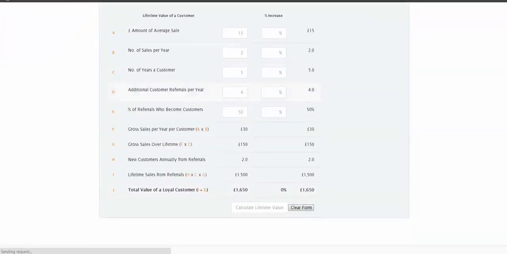Now, once we click that and the form resets itself, what you will find here is that your original customer, which brought in £15, is actually going to bring you in £30 per year. Gross sales per year per customer is 2 times 15, £30. Over the 5-year period, that customer is actually going to give you £150. So it's £30 times 5 years. The customer also gave you 4 referrals, of which 2 of them per year convert into customers.